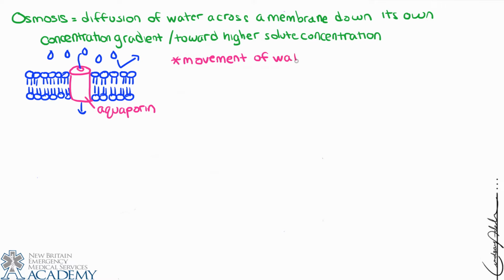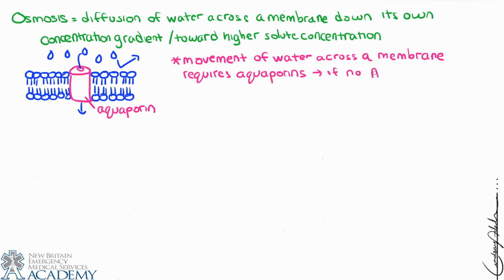So the first part of the definition, diffusion of water across the membrane: it must be remembered that in order for the water to move across the membrane, there has to be aquaporins present. The abbreviation for aquaporins is AQP. If there are no aquaporins, that means that the membrane is not permeable to water. It's possible for a membrane to be permeable to other types of solutes and not be permeable to water. It's also possible to not be permeable to solutes and be permeable to water. But it's important to remember that in order for water to move, the aquaporins have to be present.